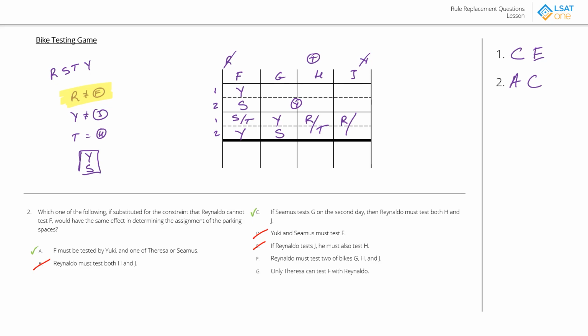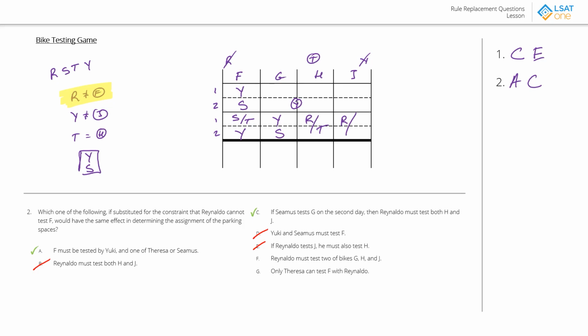So either way, this doesn't work as an answer. Next, R must test two of bikes G, H, and J. And this one is worth noting is just another inversion. Instead of saying that R can't go into F, this is just saying that he has to test two of the other bikes, which then obviously means that he's not going to go into F.